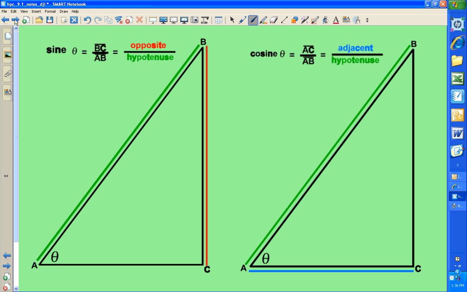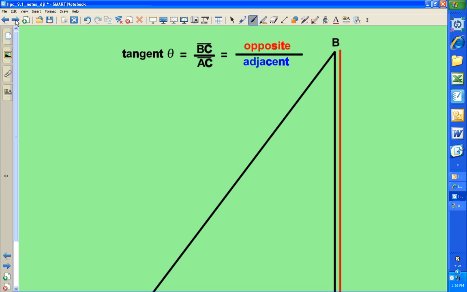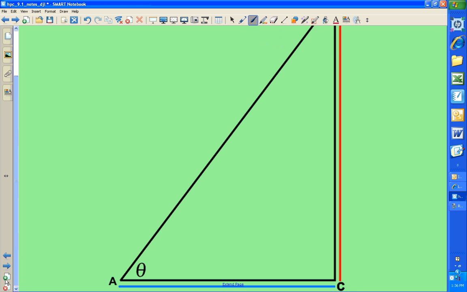Remember, sine is opposite over hypotenuse. Cosine is adjacent over hypotenuse. So for this triangle ABC, where C is your right angle and theta is where A is, the sine of theta is opposite BC over hypotenuse AB. And same with cosine, it's AC over AB, adjacent over hypotenuse. And again, in general, tangent is opposite over adjacent. How's that triangle so big?